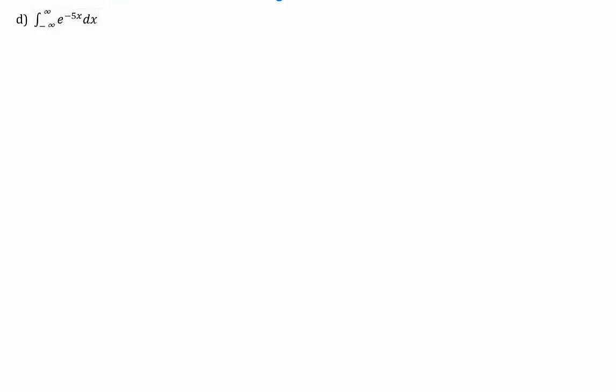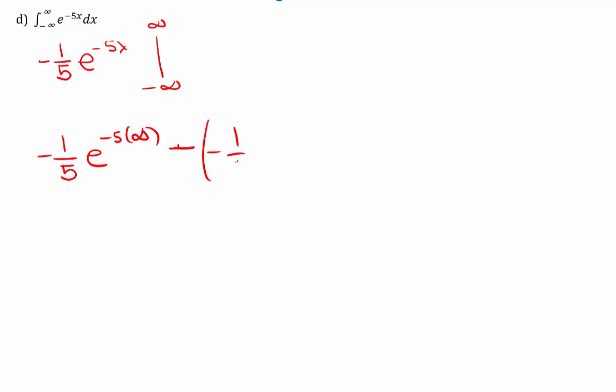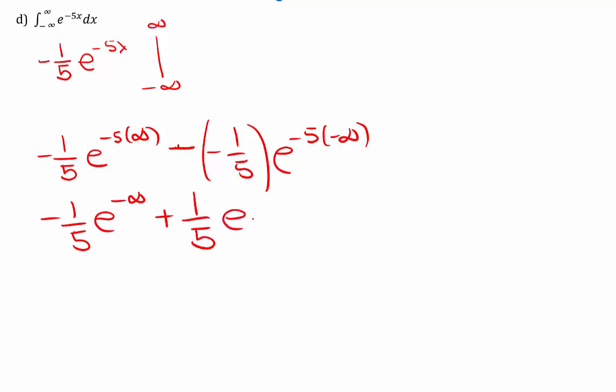So first thing I'm going to do is integrate. The antiderivative here should be 1 over -5 e to the -5x. And then I have to plug in my bounds of integration and subtract. So -1/5 e to the -5 times infinity minus -1/5 e to the -5 times -infinity. So this is -1/5 times e to the -infinity, plus 1/5, and -5 times -infinity is going to be a positive infinity.